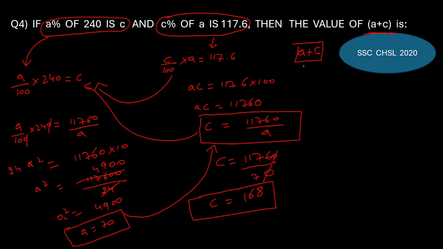We are asked to find the value of A plus C. That is 168 and 70, which is 238. So the value of A plus C is 238.